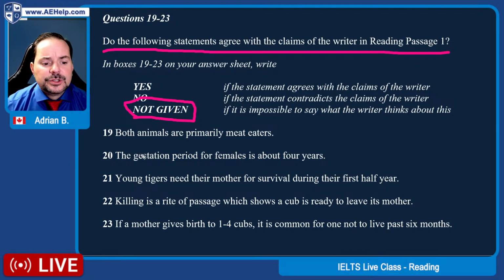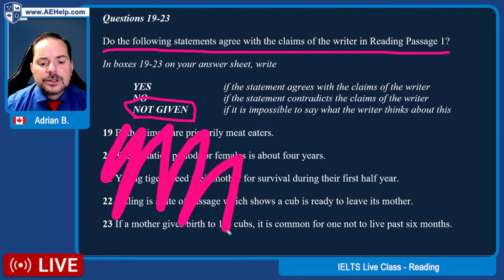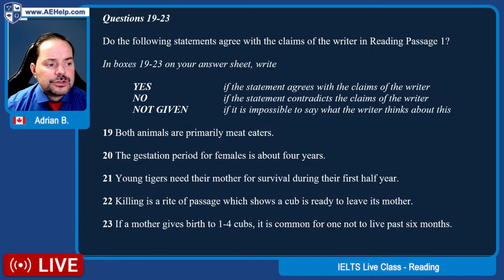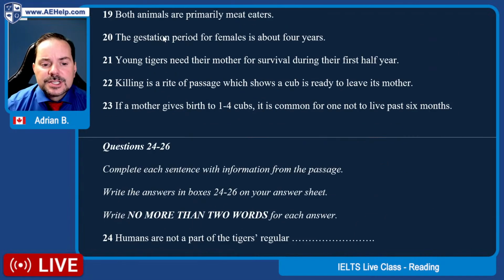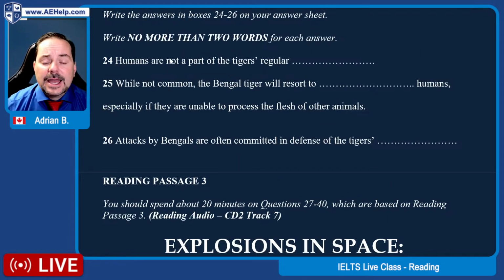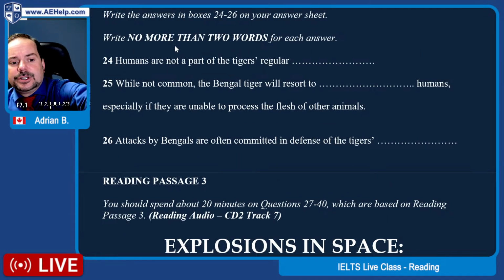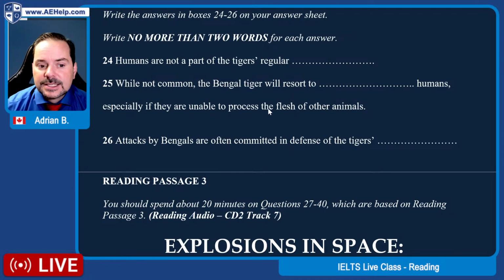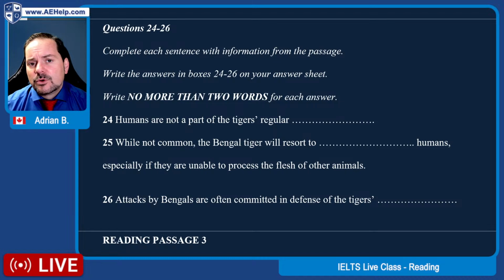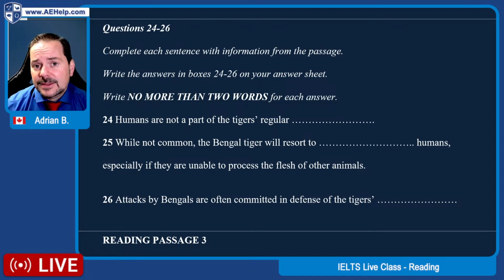This type of question in the real exam, it's not good to read it before you're reading. You just don't know what's true, what's not true, what's not given. So just skip that one. And then we have some short answer here, or sentence completion. There's 11 types of questions that you can see in the IELTS reading.